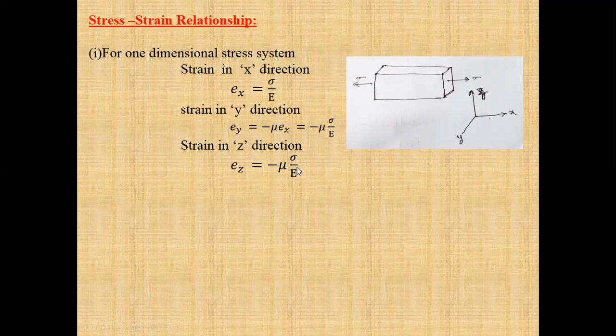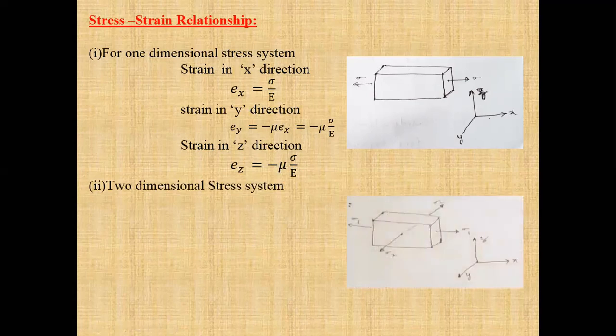And from this, let us go for the second one, the two-dimensional stress system. Just look at the figure again. Lengthwise, it is subjected to stress sigma 1. That means a load is applied in that direction, so load by cross-sectional area. The cross-sectional area, for this one, is this entire thing, the cross-section for this load.